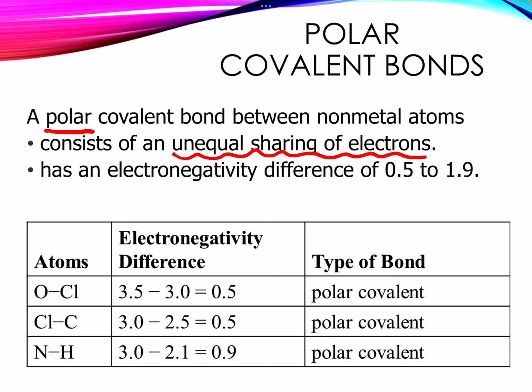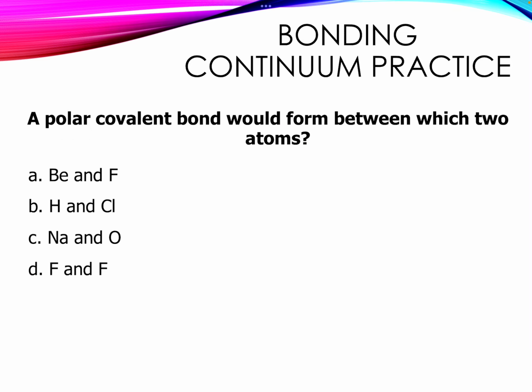So if you see different atoms, like I was saying on the last slide, you're going to need to calculate the difference in electronegativities. So like here, oxygen and chlorine, they have an electronegativity difference of 0.5. It's the bottom end of this range, but it's definitely polar. Same thing with carbon and chlorine, or nitrogen and hydrogen. All of those are falling in this range, which makes them polar bonds, or polar covalent bonds.